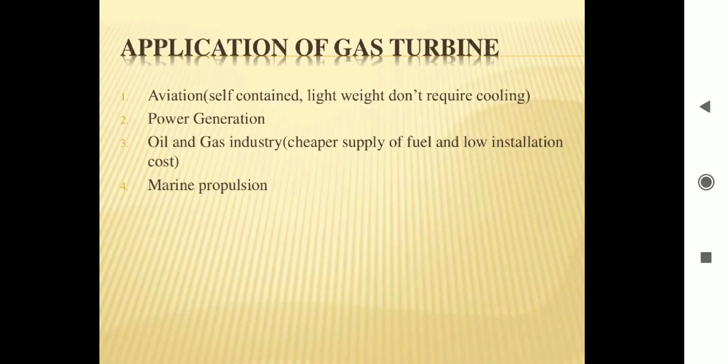So, the application of the gas turbine power plant, as we already told you, is that it is used for various purposes. The main purpose is power generation, and the second is the aviation sector, that is for lightweight aircraft. The third is the oil and gas industry, as we know, where cheaper fuel supply and low installation cost are there. And the next important application is marine propulsion, that is for very large ships.